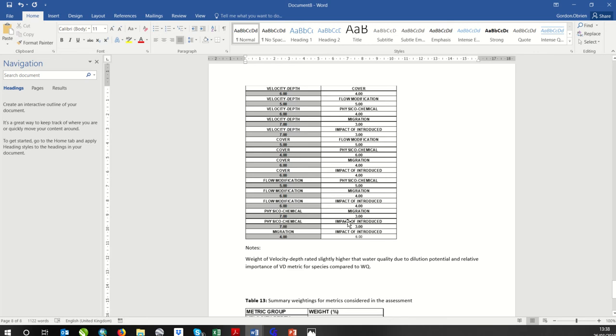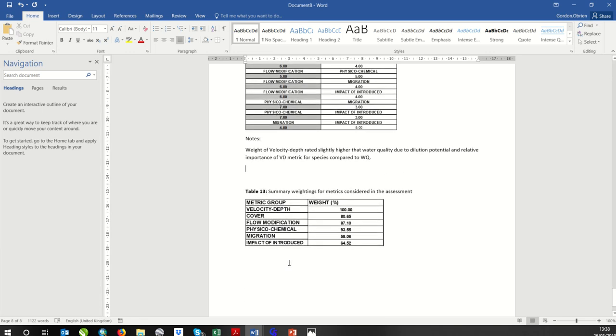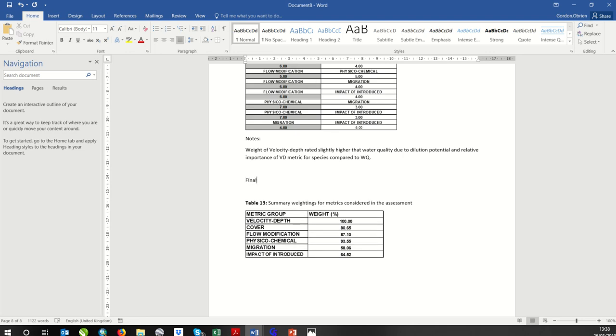And then physicochemical versus introduced species, and migration versus introduced species. If you can't get there and or if the habitat's not suitable, then these guys don't matter, and that would affect them out as well. So that's, I think, sufficient for that. So here's the final outcomes.